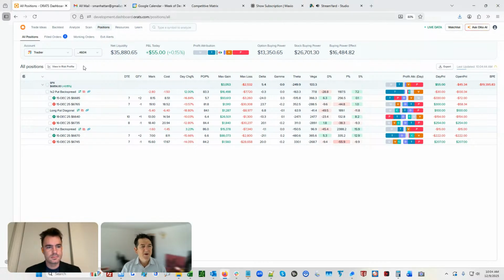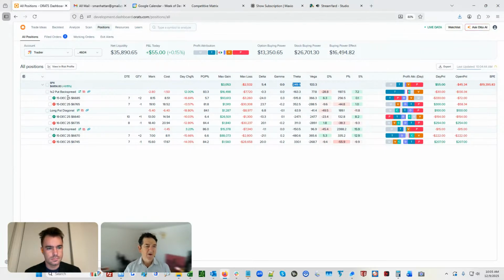So let's start with the risk profile, kind of monitoring, because that's the first thing I do. I want to see how my delta is. It shows me long 5 delta, and I'm paying a fair amount of theta this morning. This is my Tradier account, and it's all SPX. So we'll start with a relatively easy one.